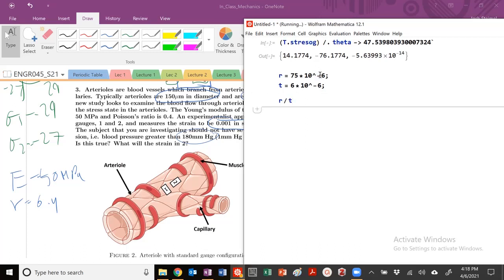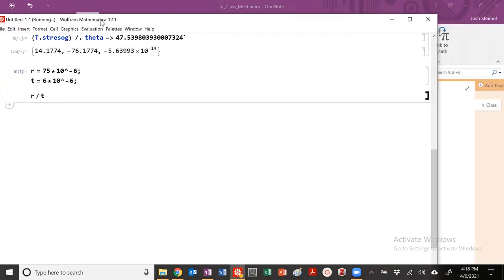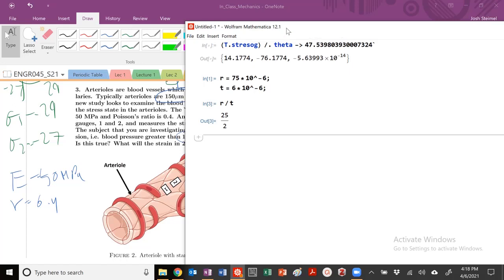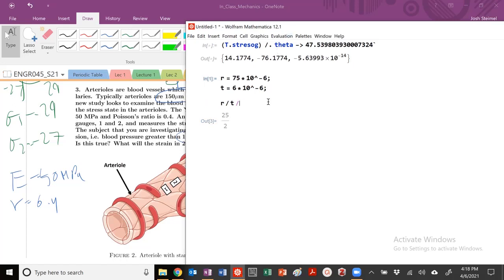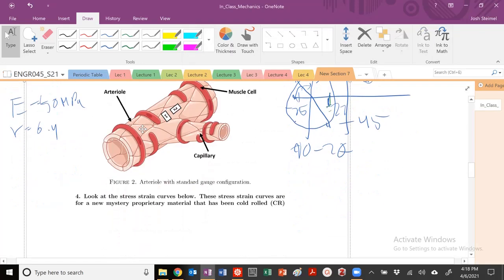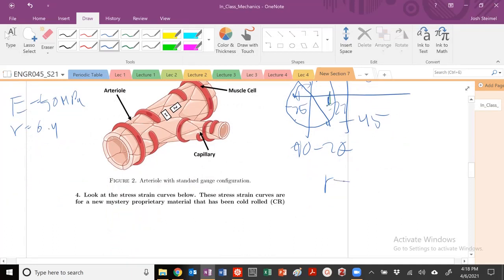If R over T is greater than or equal to 10, then I am good to go in terms of treating this as a thin wall pressure vessel. So that is greater than or equal to 10. Once I know that, and I have a thin wall pressure vessel, I'm going to draw my coordinate system as follows. This is going to be my 1 direction, this is going to be my 2 direction. 1 is going to be my hoop. So my stress state is now sigma hoop, sigma L, everything else is 0.